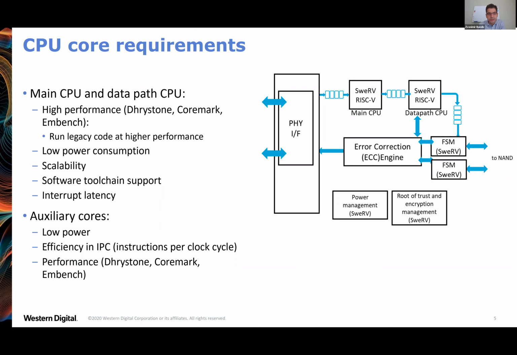For auxiliary cores, low power is even more important, because these small cores are often used to implement finite state machines that do a variety of services and hardware acceleration for a main processor. So they're often replicated multiple dozens of times, and every milliwatt saved is of utmost importance. Efficiency in instructions per clock cycle, you want that to be as close to 1 as possible. And finally, performance is still very important.